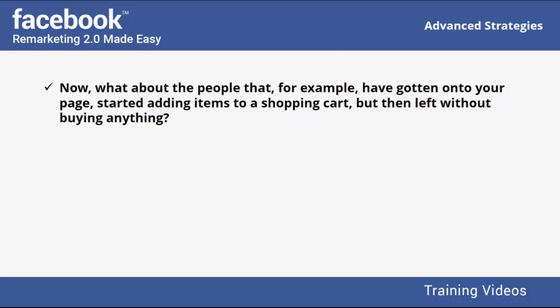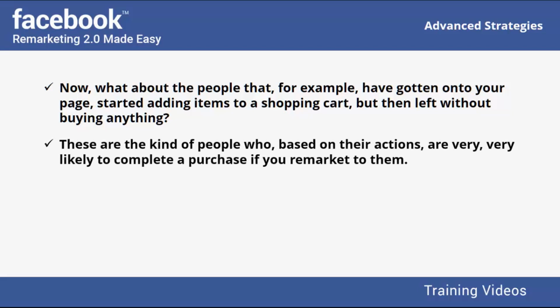Now, what about the people that, for example, have gotten onto your page, started adding items to a shopping cart, but then left without buying anything? Or the people that regularly visit our product pages? You need to segment them into the hard sell leads audience. These are the kind of people who, based on their actions, are very, very likely to complete a purchase if you remarket to them, because they were about to buy. The ad and the message served to them have to invite them to complete the purchase they just started, and for some reason or another could not complete.